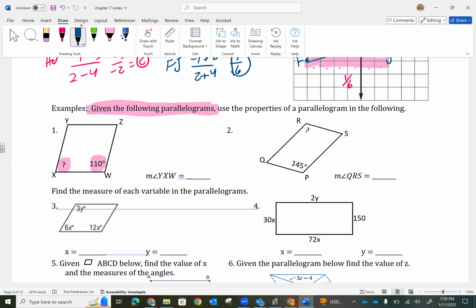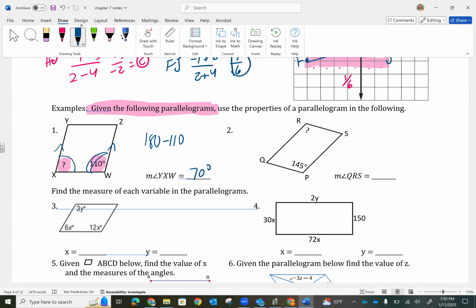The thing we're going to use is that consecutive angles are supplementary. What's that mean? That means since these two lines are parallel, these two angles will be supplementary. So this right here would be 180 minus 110. That will give us 70 degrees for the angle in question. So that's kind of cool.